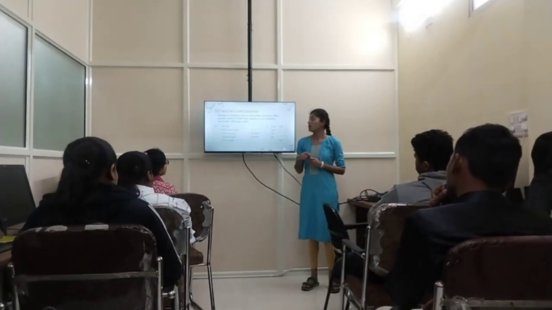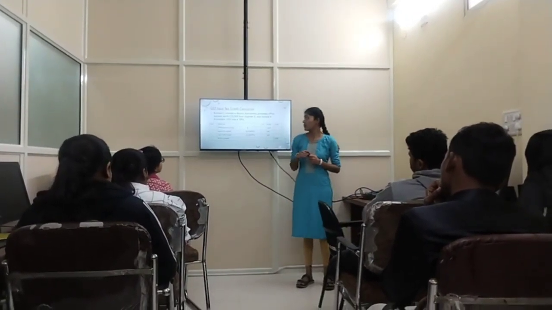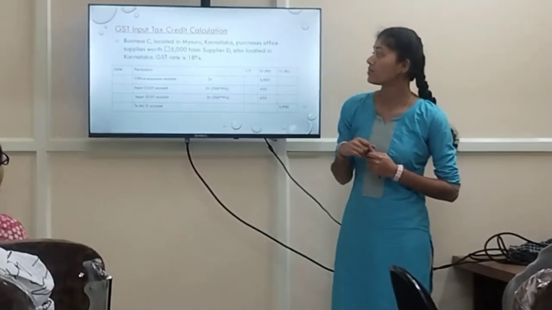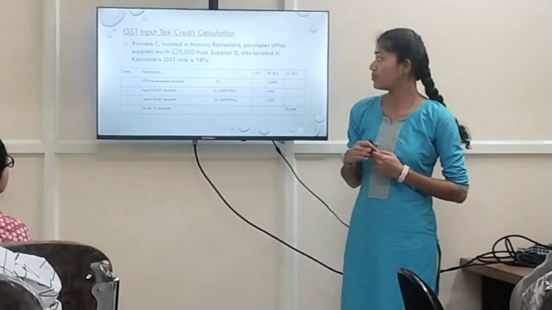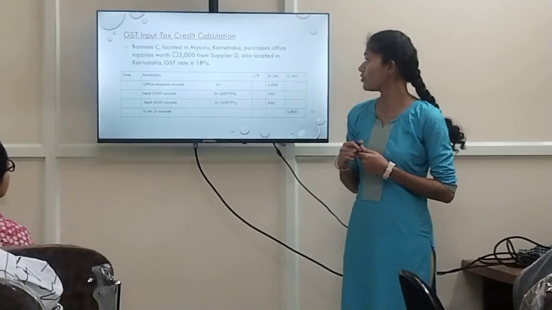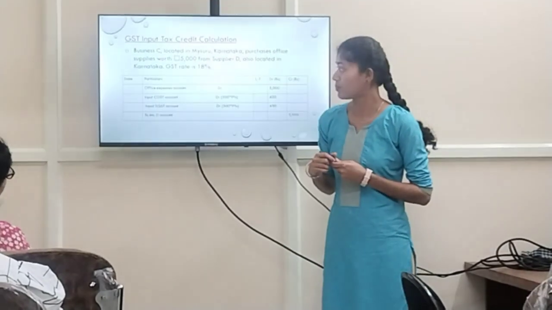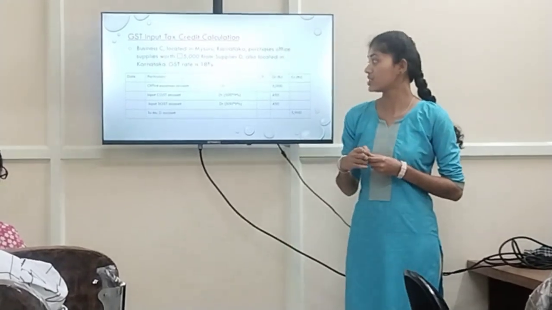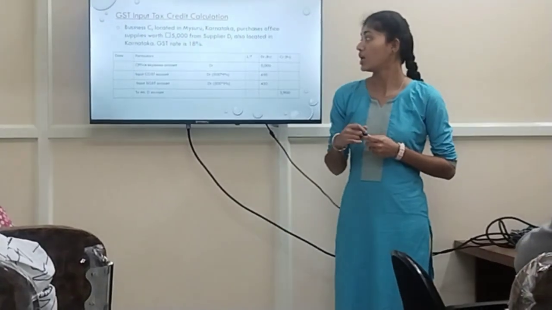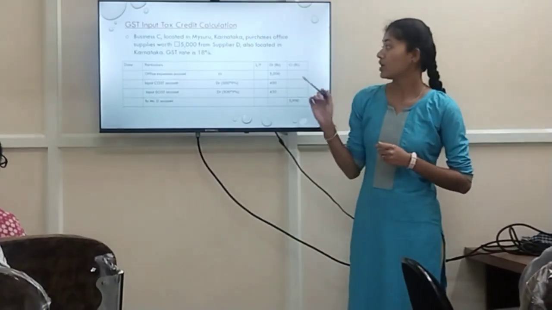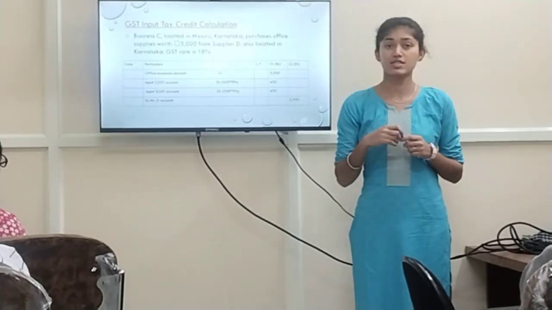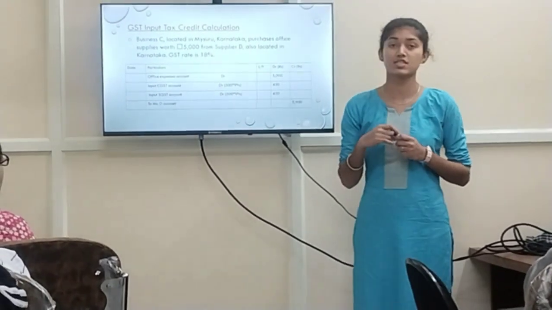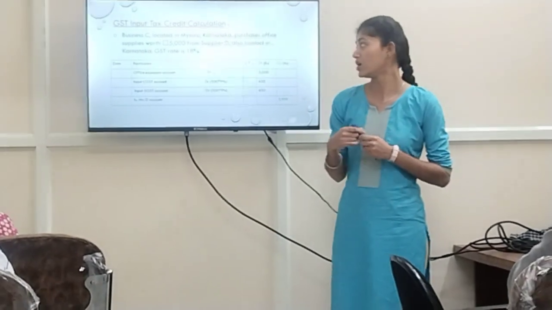Now, let's try one example related to the input tax credit. Business C located in Mysore, Karnataka purchases office supplies worth rupees 5,000 from supplier D, also located in Karnataka. GST rate is 18%. In this supply, buyer and seller are located in the same state, so it is considered as intrastate supply. CGST and SGST will be applied to this supply.